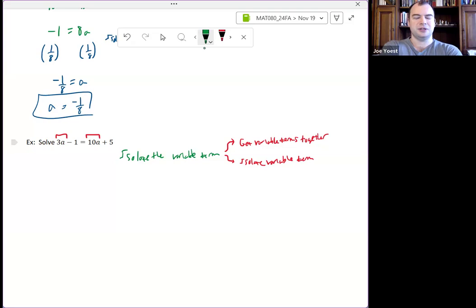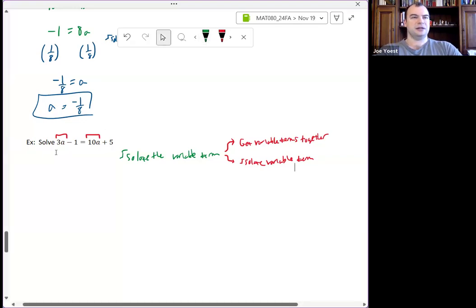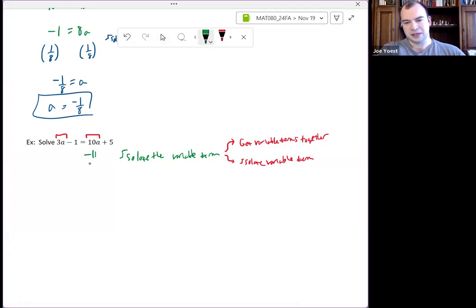Now, again, in theory, it doesn't matter. Frankly, in practice, it doesn't matter a whole lot. But I like to think ahead one step. And I think, well, if I move my 10a to the left side, what's that going to look like? It's going to look like subtracting 10a from both sides. Then I have 3a minus 10a, which is a minus 7a, minus 1 equals 5.